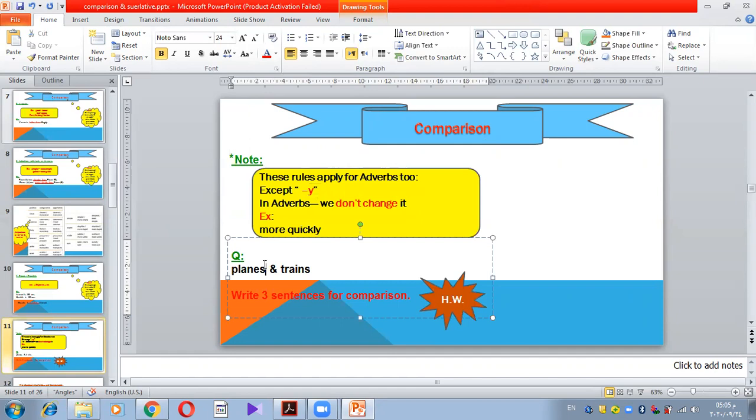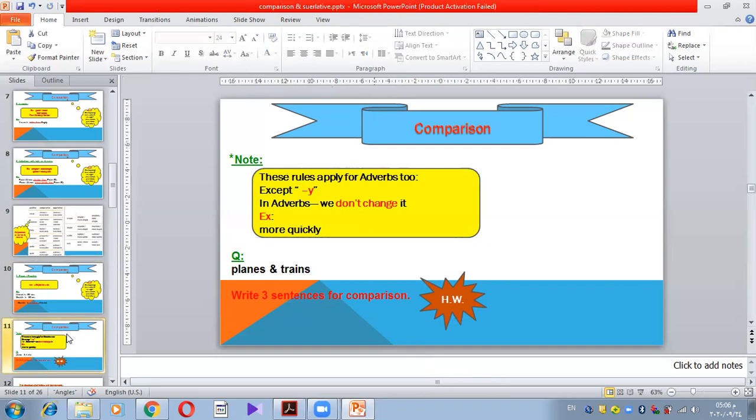Now I want you to think, if you have planes and trains, and you'd like to write 3 sentences as a kind of comparison between them, what sentences can you write? I want you to try to think of 1 syllable adjectives, 2 syllable adjectives or more, and we can think also of as if you'd like to use. So I want you to try to use 3 sentences to compare between planes and trains. Okay? Now let's move on to the next.